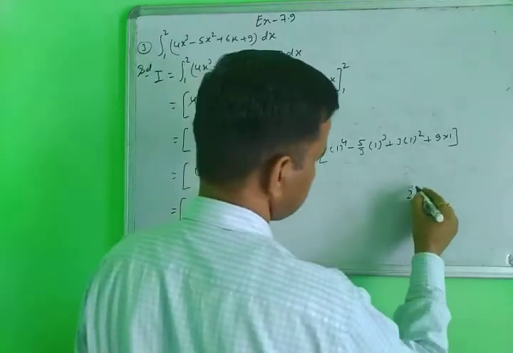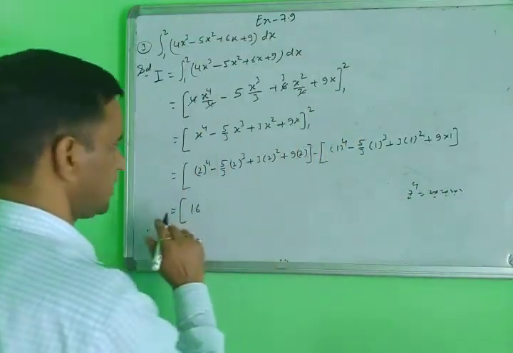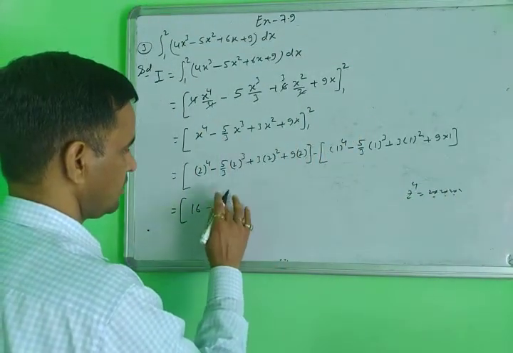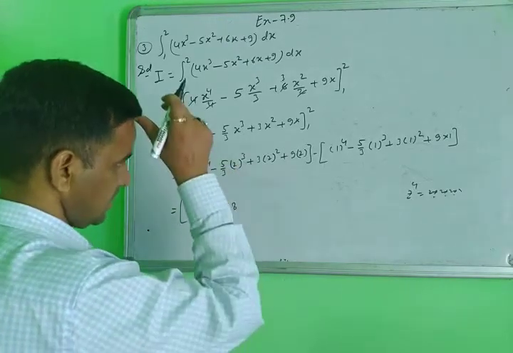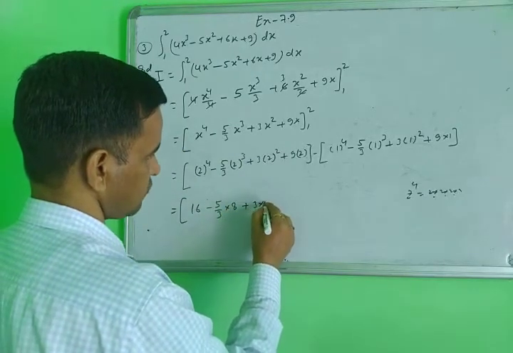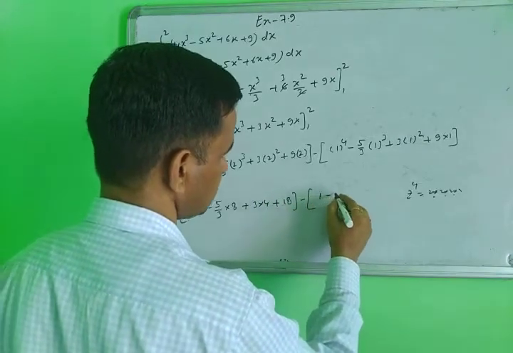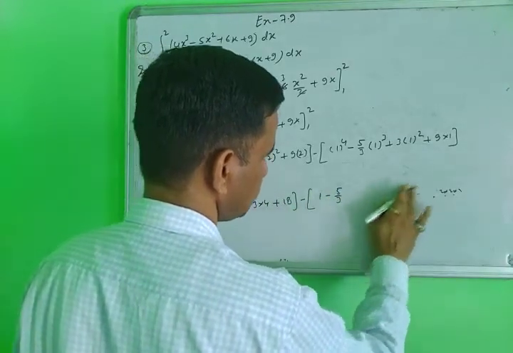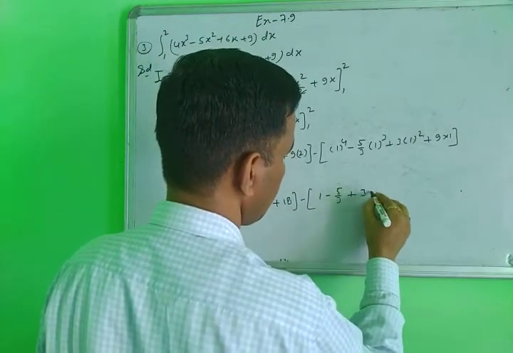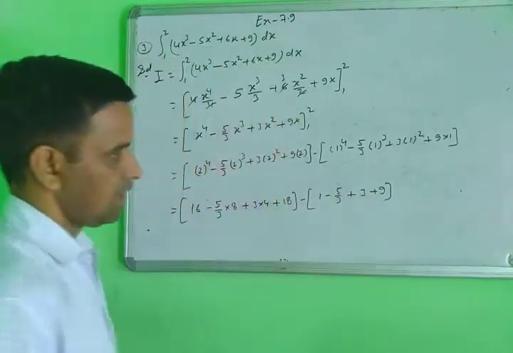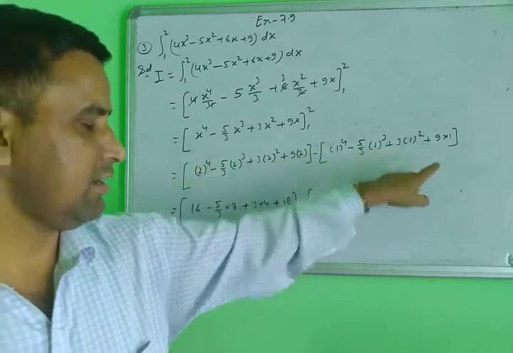2 exponent 4 means 2 into 2 into 2 into 2, which is 2, 4, 8, 16. This way we calculate here minus 5 by 3 into 2 exponent 3, which means 8, plus 3 into 4 plus 18, minus sign 1 minus 5 by 3 plus 3 and plus 9, according to this way. 1 exponent 4 is 1, 1 exponent 3 is 1, and 9 is 9.